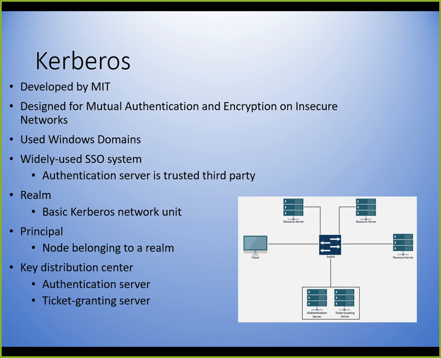The authentication server is a trusted third party. The realm is the basic network unit, although in Windows we're going to call it a domain. A realm you would probably hear in the Linux world. A principal is a node belonging to the realm, or a node belonging to the domain. And then we have the key distribution center, the authenticating server, and the ticket granting server. I've got some images here in a couple of slides. Actually, a couple of slides have images on what this process looks like.